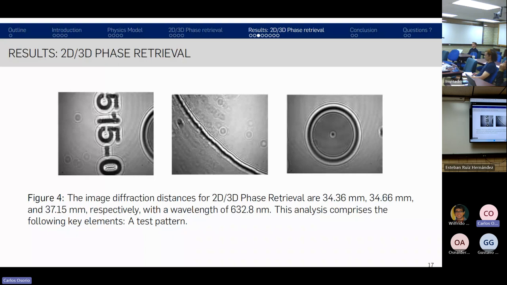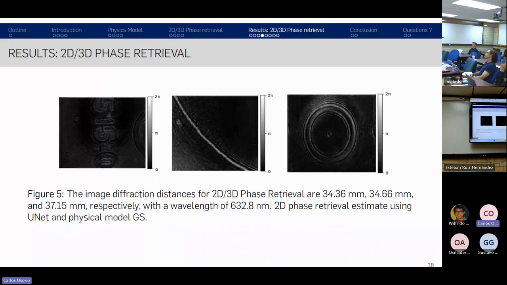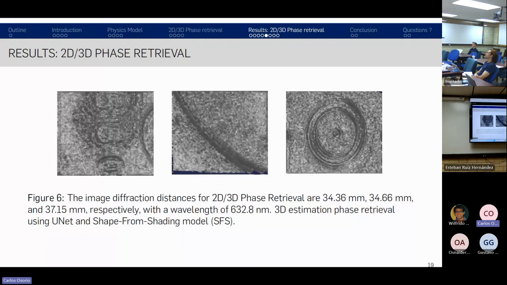We define different distances between the samples and the sensor camera, using different object tests. In this case, these are the test parameters. In the field analysis, image diffraction and 2D phase retrieval estimation use a UNET and the physical model, Hebert-Saxon. In the next test, for reconstruction in 3D, the 3D image phase retrieval uses UNET image generation and a combination of shape-from-shading to generate the 3D image.